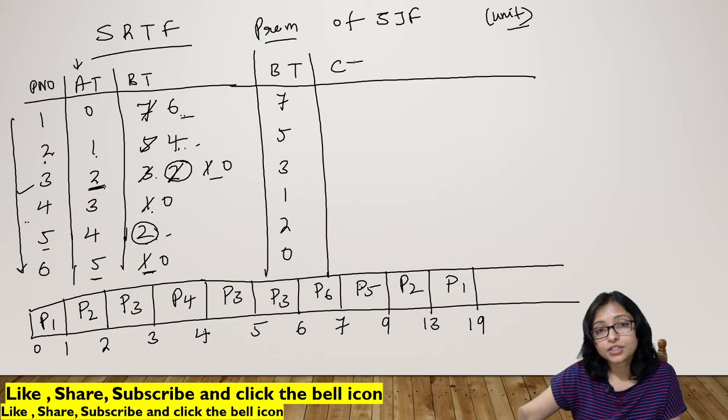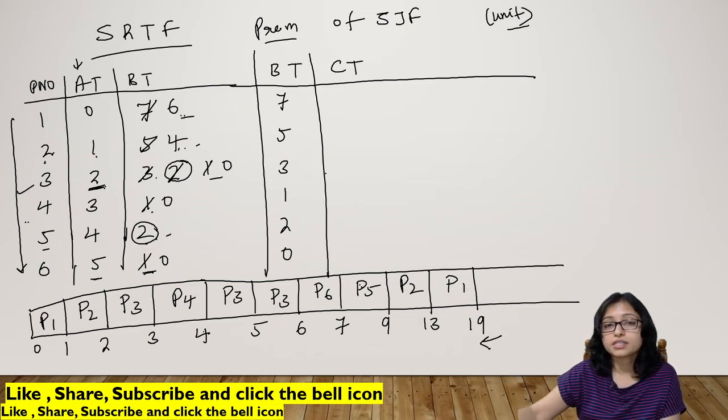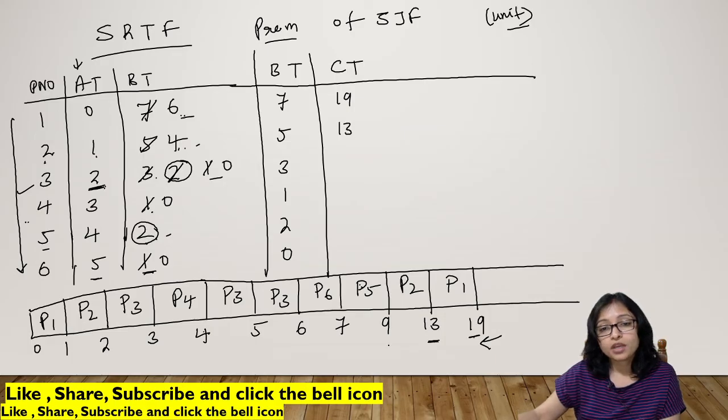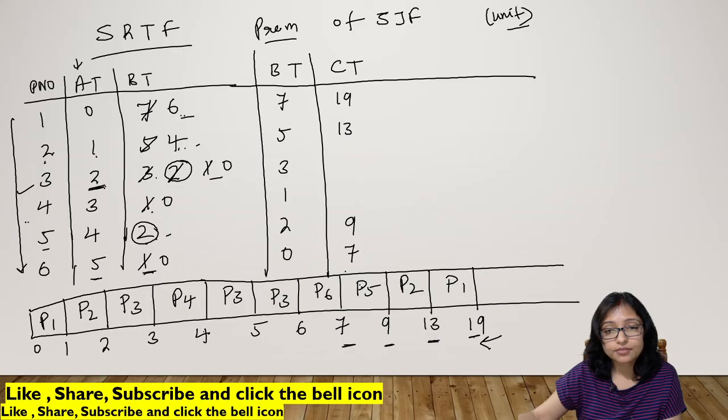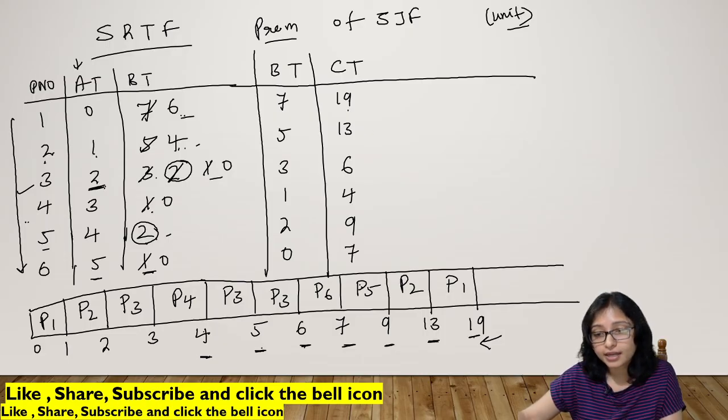And here now the completion time. What is the completion time? Go from this side. P1 completes at 19, so put 19 here. P2 completes at 13, put 13 here. P5 completes at 9, so in P5 put 9. P6 completed at 7, so it is 7. Now P3 is completed at 6, so put 6 here. Here it is P4. P4 completed at 4, so put 4 here. So our completion times are 19, 13, 6, 4, 9, 7.